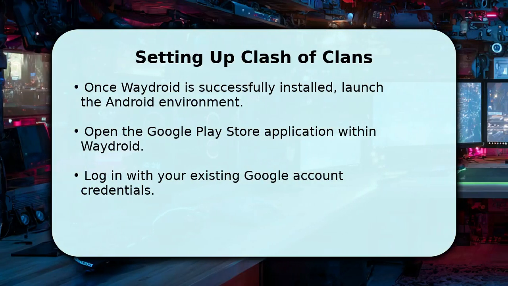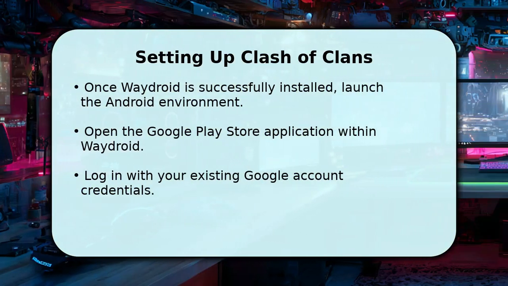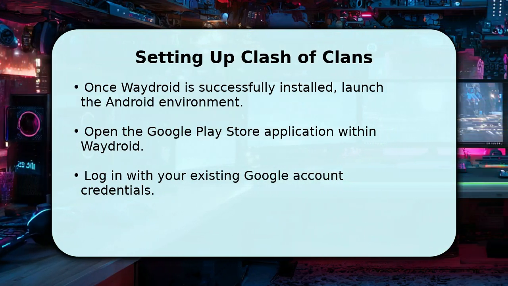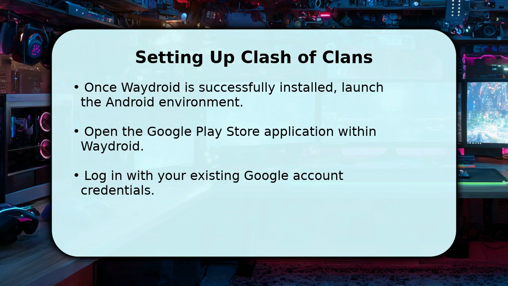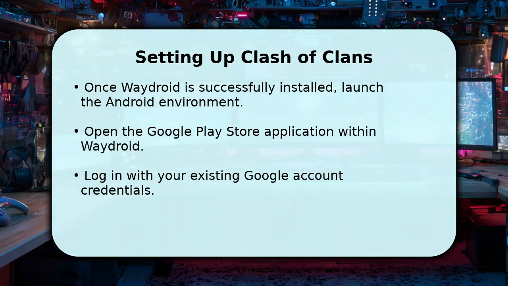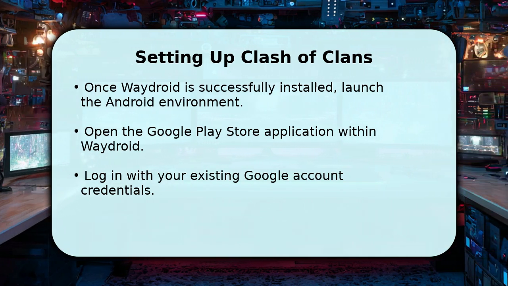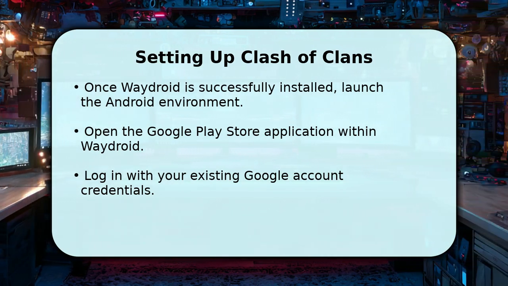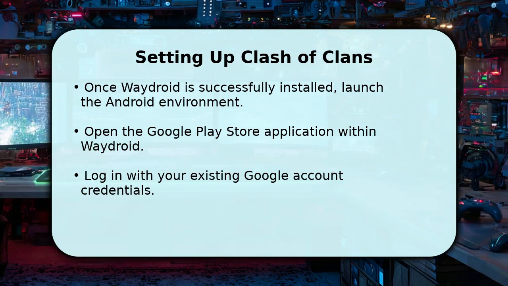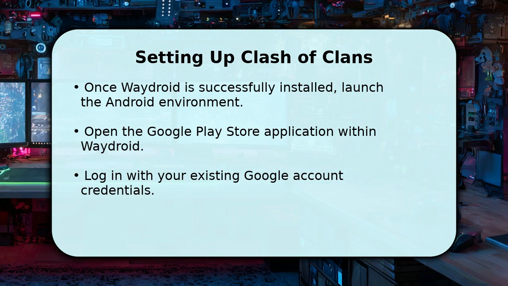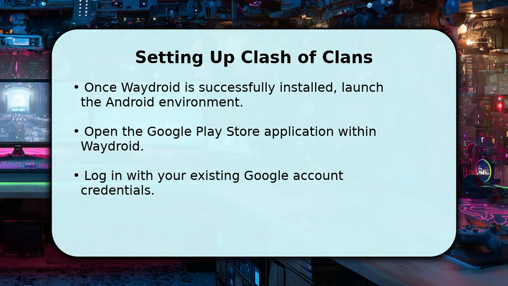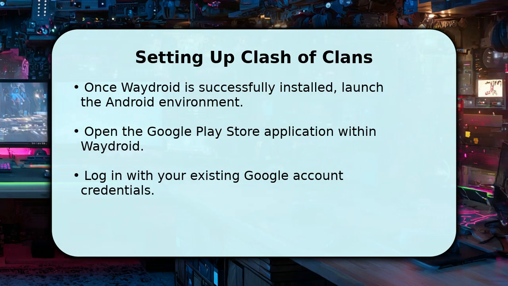With Waydroid running, the next step is to install Clash of Clans itself. Launch the Waydroid container, which provides a full Android operating system environment. Inside this environment, locate and open the Google Play Store application. You will then need to log in using your Google account details to access the vast library of Android apps. From there, simply search for Clash of Clans and initiate the installation. This process is identical to installing the game on a standard mobile device.